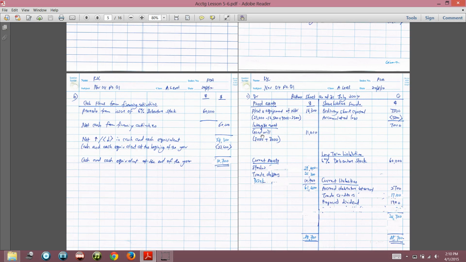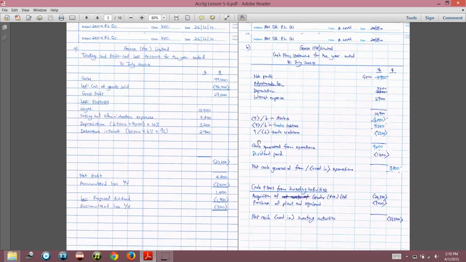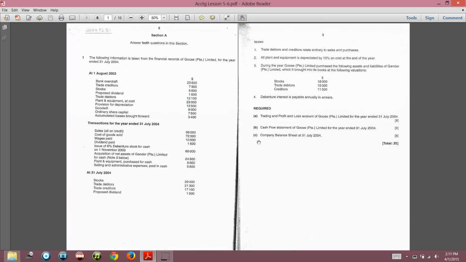You see, at 1 August 2003, the goodwill is 8,000. So I put here 8,000 first. Then I hold on a while. I wait first. Okay, what is goodwill? Now if you look at the question again carefully, you see here, acquisition of net asset of Gander Private Limited for cash, note 3 below.